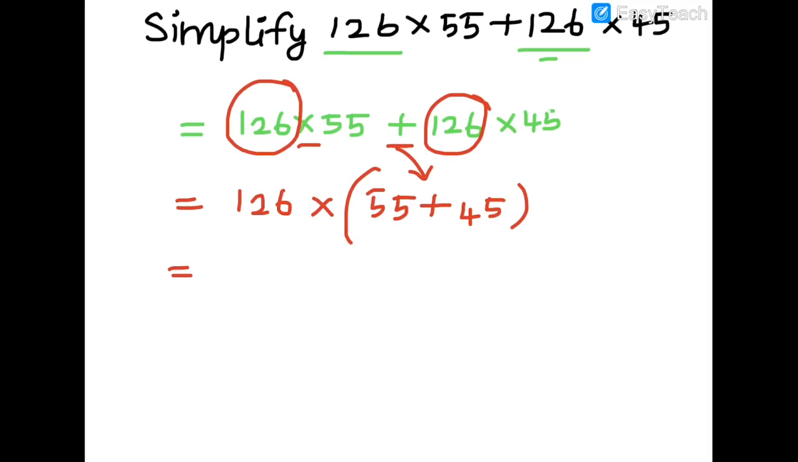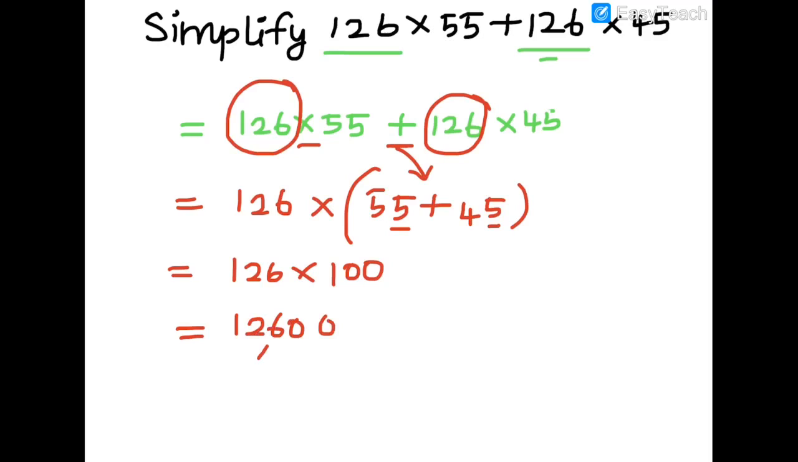Now you know that the unit digit here is 5 and here is 5. So if we add those two-digit numbers, we will get a number ending in 0. So 126 into, 55 plus 45 comes to 100. So 126 into 100, that is 126 and 00. So 12,600 will come.